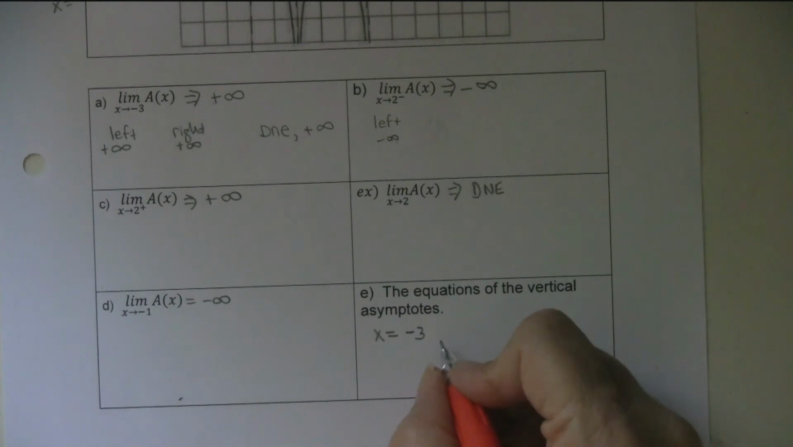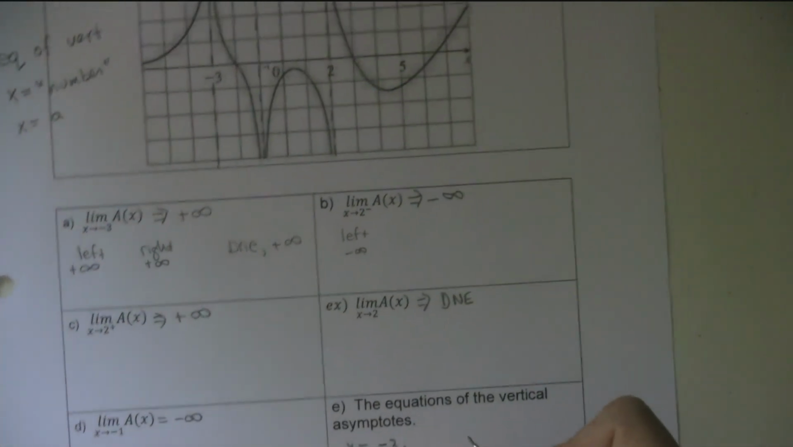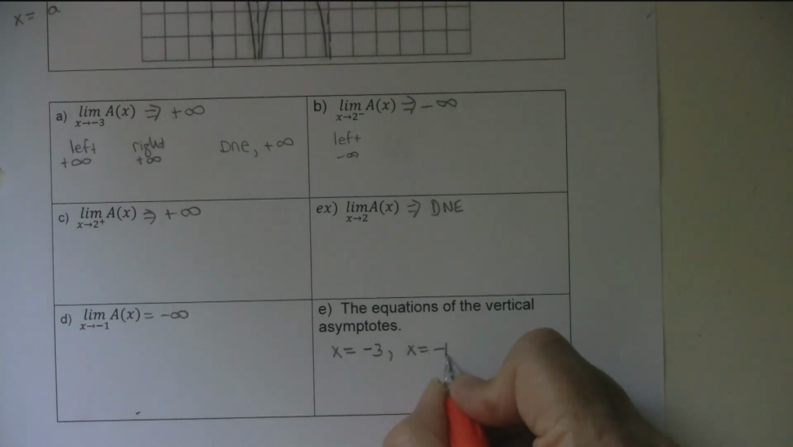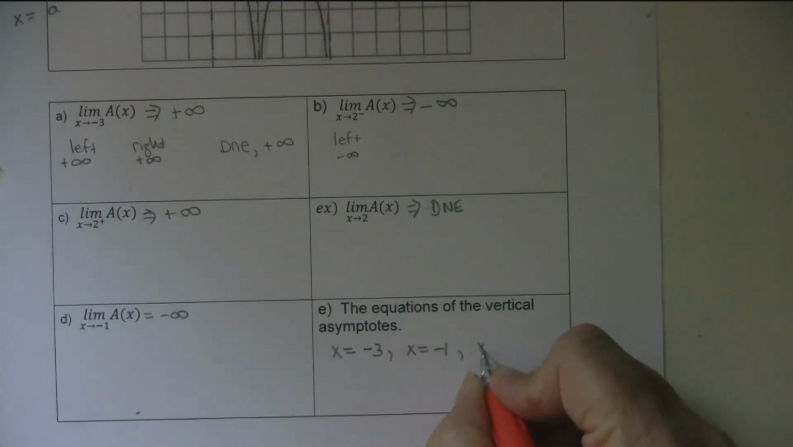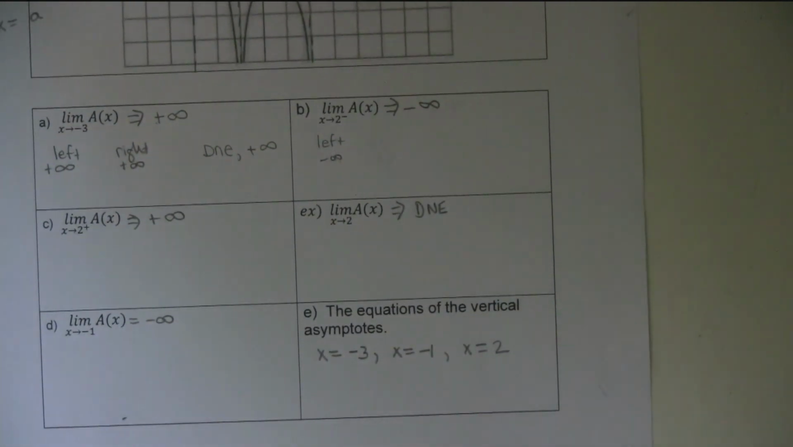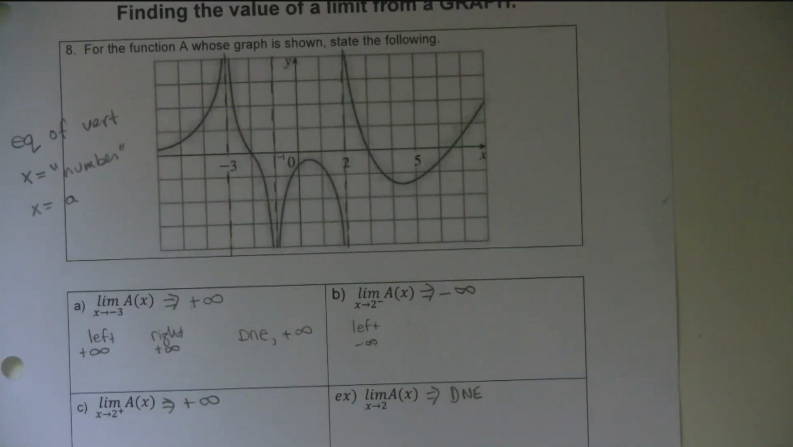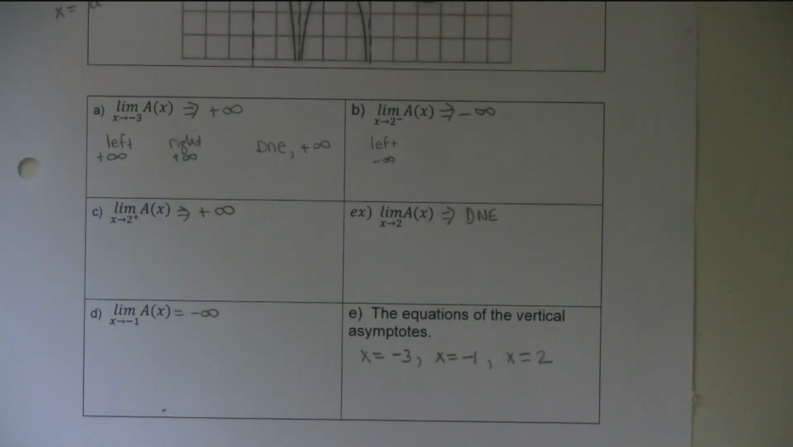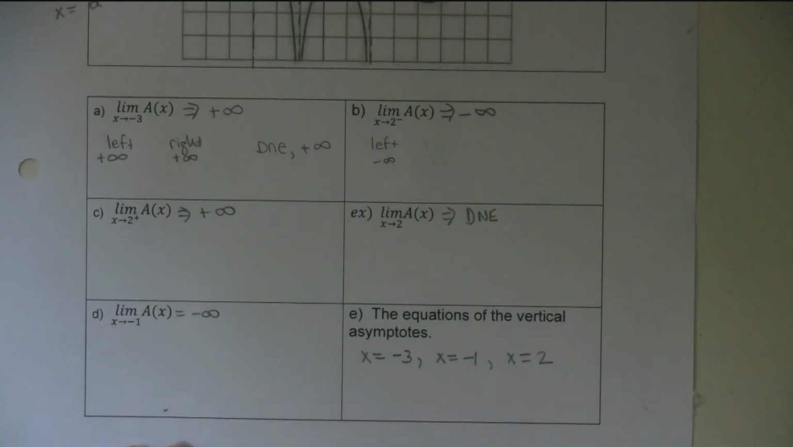x equals -3. So that's the first vertical asymptote. The next one is at x equals -1. And the third one is at x equals 2. So this graph had 3 vertical asymptotes. There they all are, and there you have that. Okay, so that's 1.5, hot diggity dog, and we'll call it a wrap.